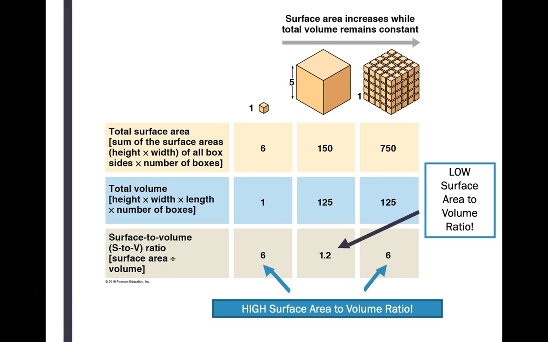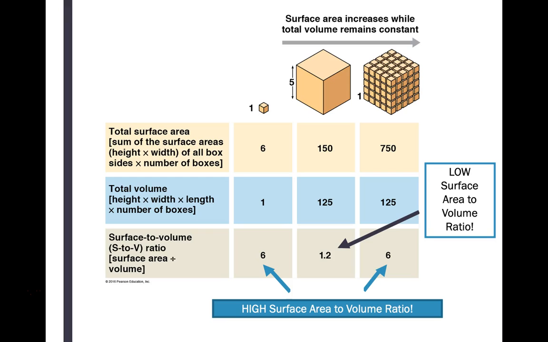If we look at that 1 unit cube, we see that we have a surface area to volume ratio of 6. So we'll just say that that is our reference point. Next to that we have that 5 unit cube, and if we look at the surface area to volume ratio, we see a 1.2. So this is much lower. Remember that I said that cells need to have a high surface area to volume ratio, so we're really looking for a larger number.